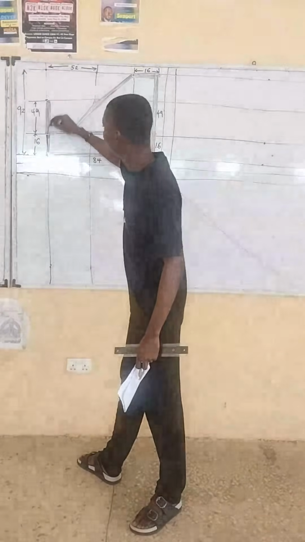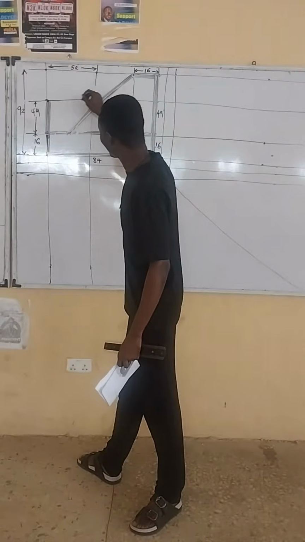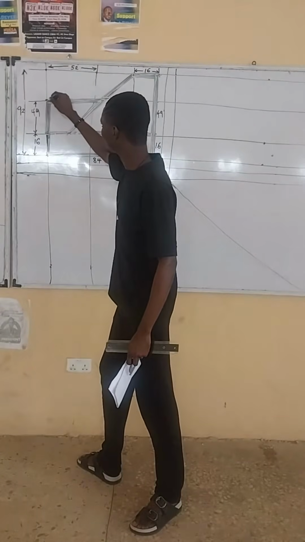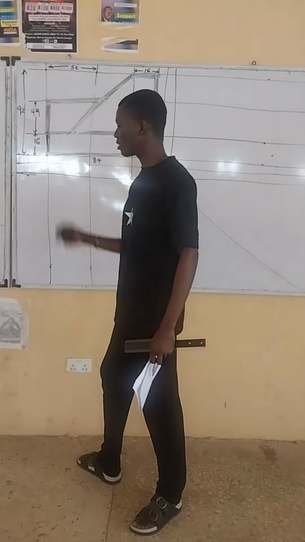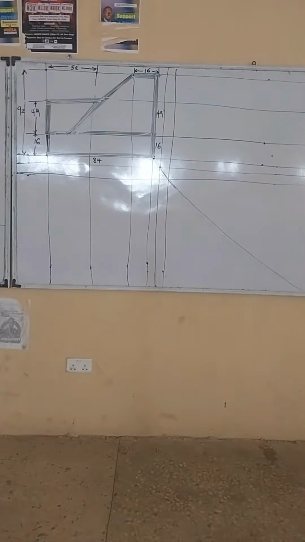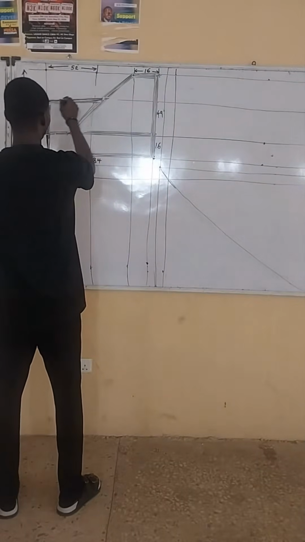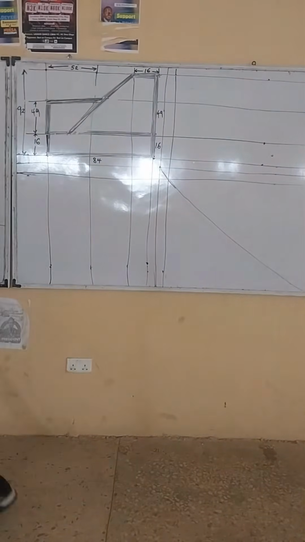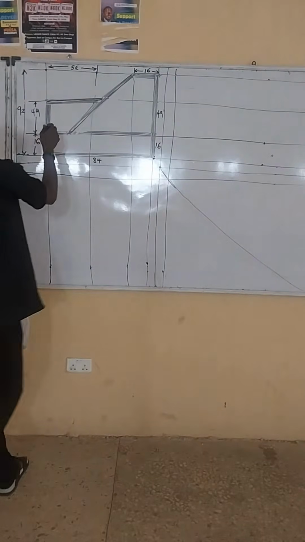This 1.6 to this 4.9 thick line, then join from this 4.9 to this slant line. Wherever it's meeting, join it together as thick line, so that we can have this shape first.